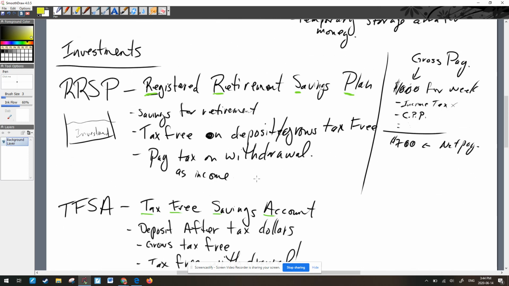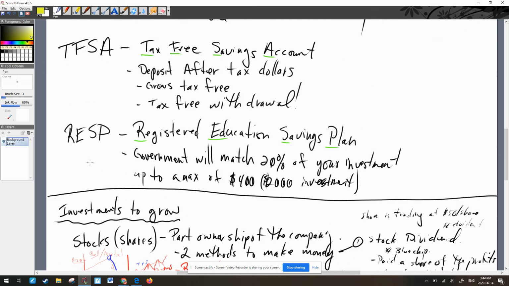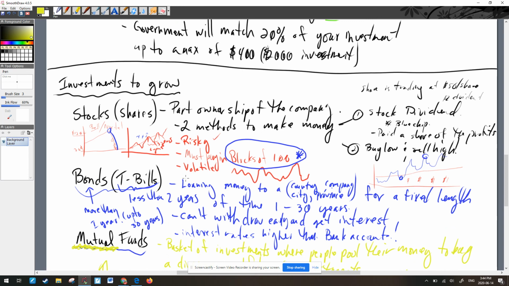Okay, investments, the big vehicles that you use: RRSP, a retirement savings plan that you get to put your money in tax-free. It grows tax-free, but you pay tax on the way out. TFSA, almost the same thing, but you pay tax on the way in, not on the way out. And RESP, you're putting money away for education for somebody, and the government contributes 20% up to a maximum of $400. Now, within each of those things, you have to decide where to put your money.